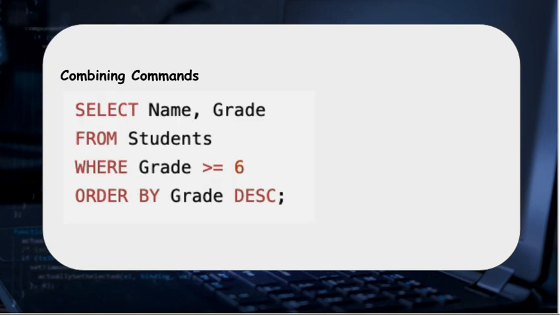Then we've got combining commands. So this is where it actually becomes a lot more useful for us. And again, think about when you are on Amazon, you can add multiple filters onto your search. So here we're selecting name and grade from student, where grade is bigger than or equal to 6. And we want to order it by grade descending. Okay, so we're filtering our results and sorting them at the same time.